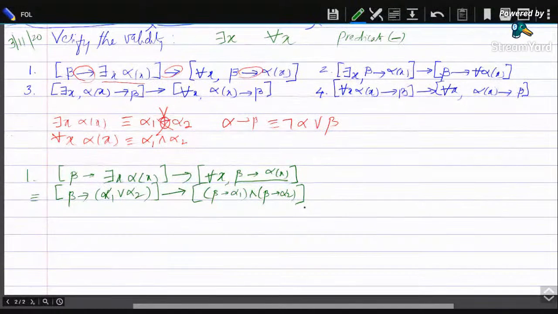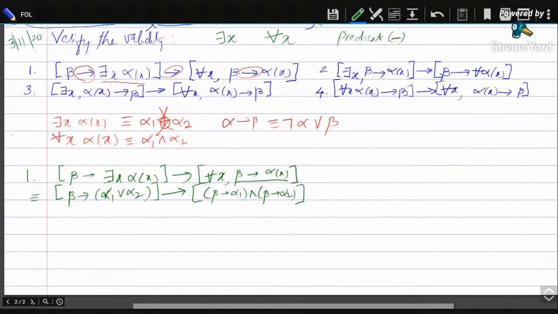That's what the actual meaning of these symbols is. So it says beta implies alpha 1 or alpha 2. This implies beta implies alpha 1 and beta implies alpha 2. So this whole thing, first time when you use x equal to 1, that is alpha 1, and this whole thing is second time when x equal to 2, that is alpha 2. So this whole thing is written two times, and because this is for all, it is separated by conjunction.